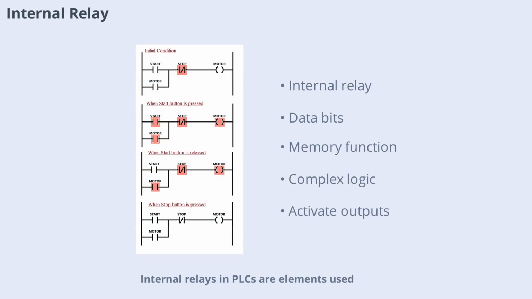Internal relays in PLCs are elements used to hold data bits and behave like relays. They can be switched on or off and control other devices. Internal relays exist only in memory, not as physical devices, but they function like real-world relays. They are useful for complex logic and can be combined with external inputs to activate outputs.